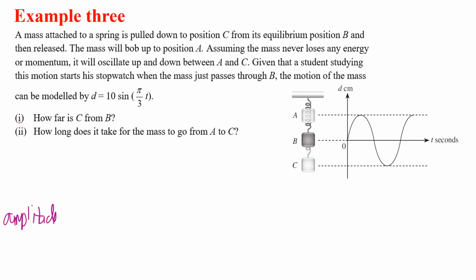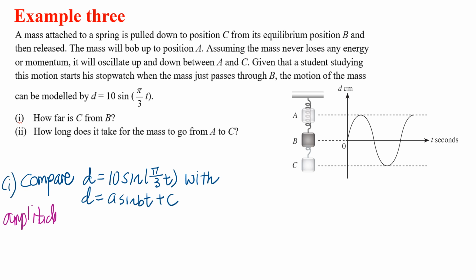From your d equals 10 sine (pi over 3 t), by now you should be very proficient to tell me that the amplitude is 10. The axis of the graph is 0. Your amplitude is 10, and B is pi over 3, so from there you can find your period.